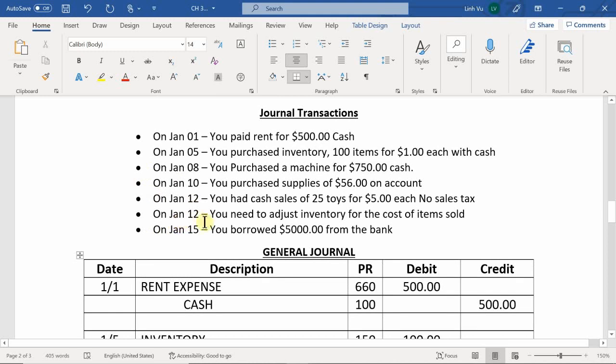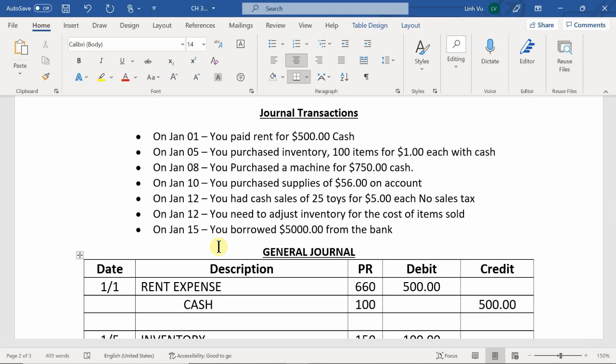So now let's talk about what happened here. On January 12th, I need to adjust my inventory for the cost of the items that I sold. So in this case, I do have inventory. How much is in my inventory right now? If I purchased inventory on the 5th, I had 100 items, and now I sold 25 of them. So you need to adjust your inventory because you got rid of 25 of those toys.